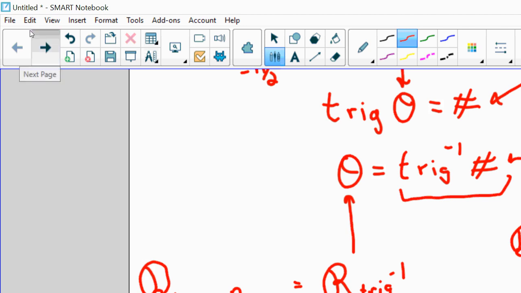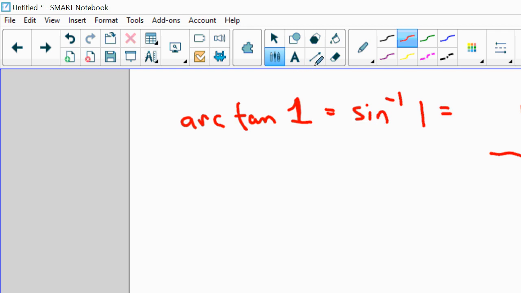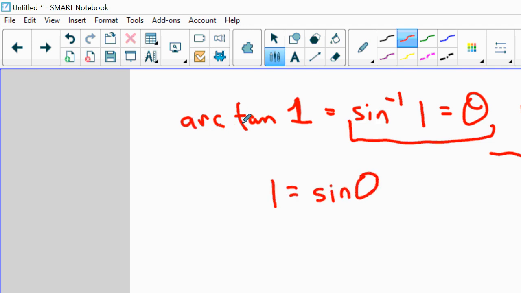Let's do some problems. Arc sine of 1. That's old school for sine inverse of 1. To do sine inverse, you say, well, the answer must lie in 1 or 4, and I know the answer is an angle. But then you take sine of the left and sine of the right, and you get 1 equals sine theta.